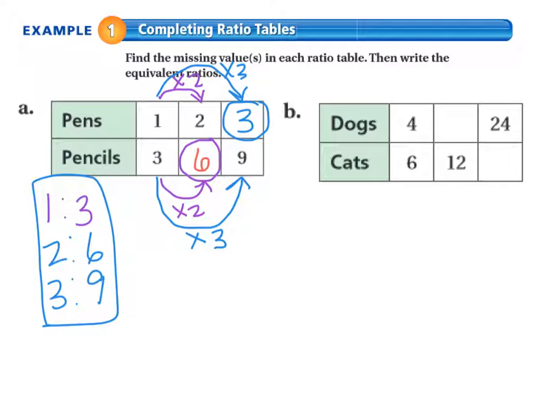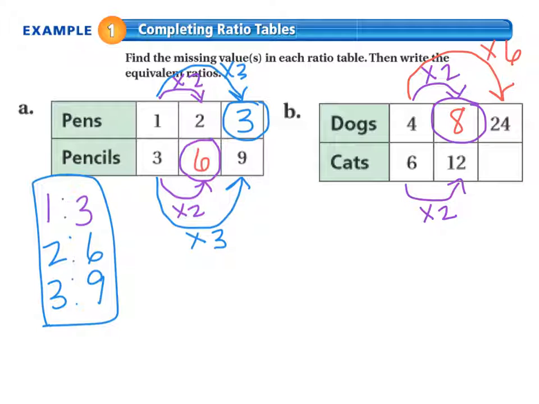For example 1b, here's my missing piece. To go from here to here, go from 6 to 12, I would multiply by 2. If I do it to the bottom, I do it to the top. 4 times 2 is 8. And now I'm going to look from here to here. How do I go from 4 to 24? I would multiply by 6. If I do it to the top, I do it to the bottom. 6 times 6 is 36.